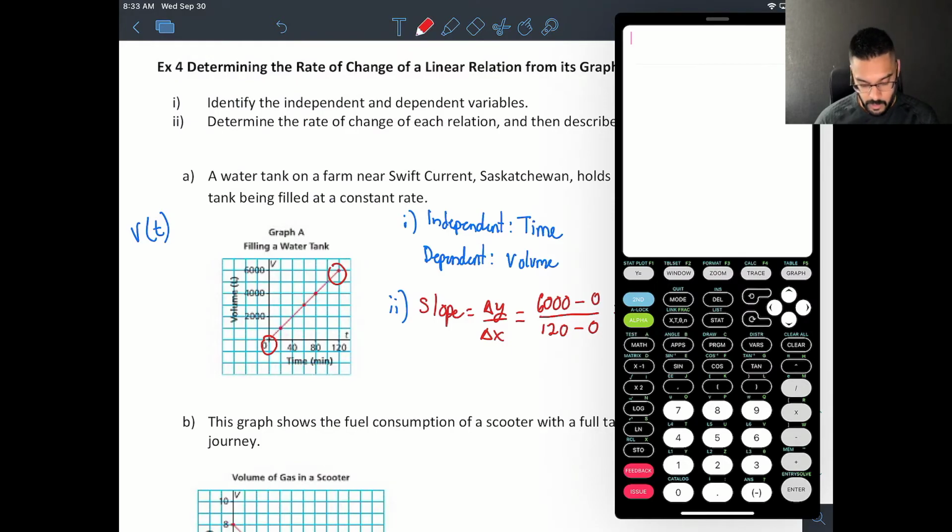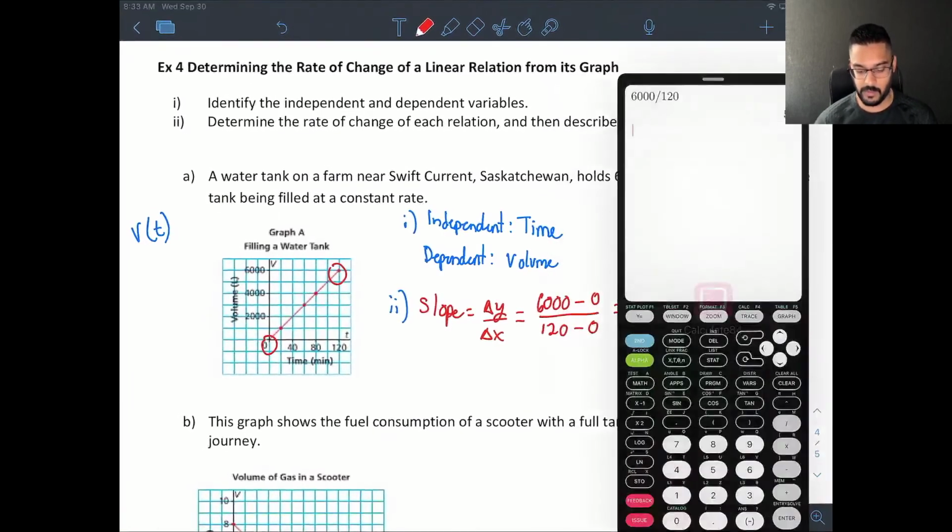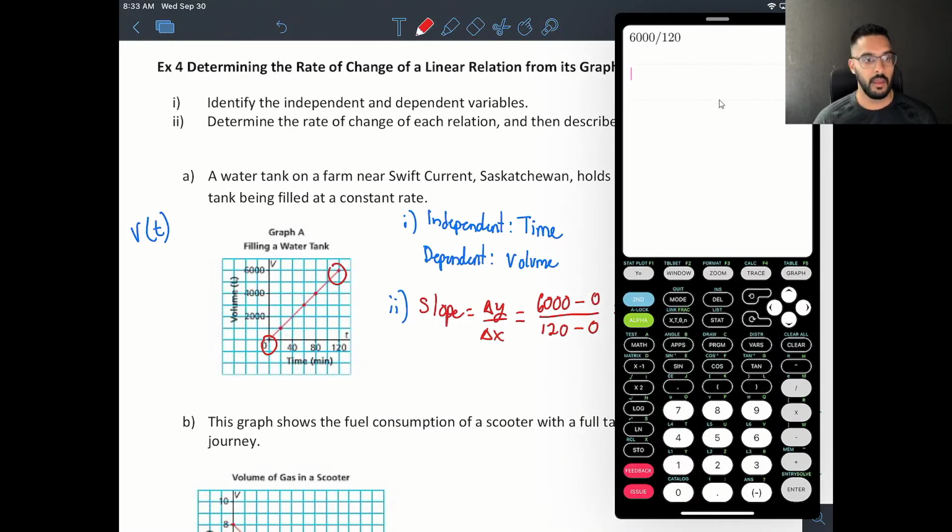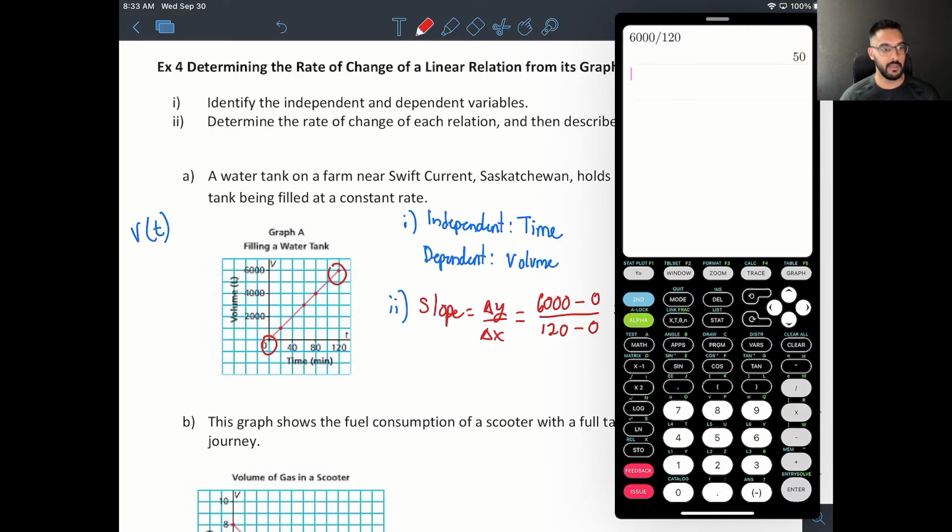So let's turn this thing on. Is it already? Perfect. So 6,000 divided by 120, 50 is going to be the value. My face is currently blocking it. That's okay, because let me shrink my head. There we go. 50 is going to be the value of this slope. That's what it works out to be.